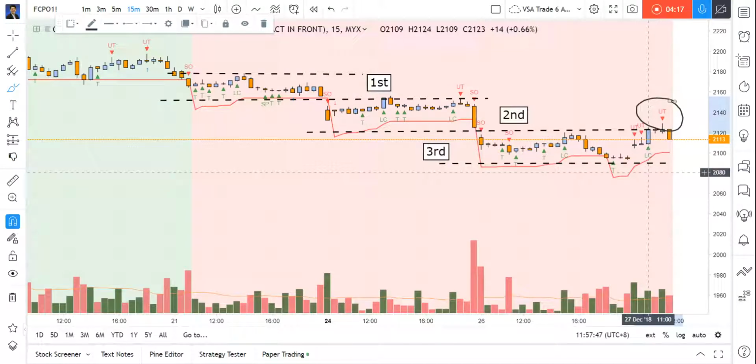I'm still trading with my trend, now in the markdown stage, where there's some evidence of smart money still selling on FCPO. So this is just a quick update on how we spot potential trades on a daily basis, using the volume spread analysis method on the 15-minute and 30-minute charts.